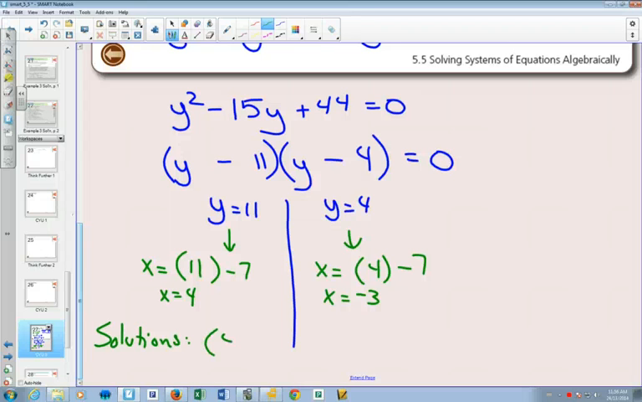So our solutions, well, this one would be 4, 11. Again, the x-coordinate is always written first and then the y-coordinate. So just because we found y first, we don't write it first. And the same thing for the second one. The x-coordinate's negative 3. The y-coordinate is 4.